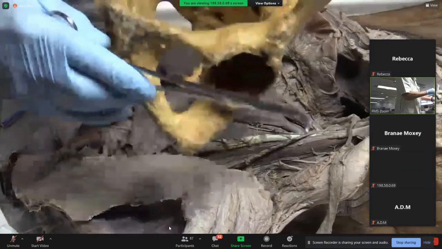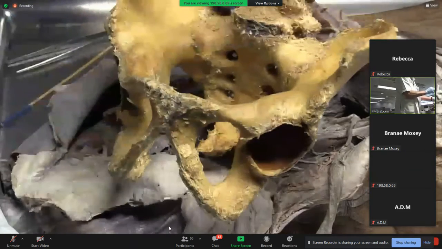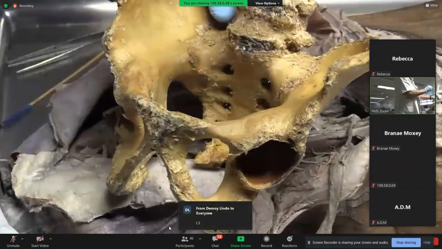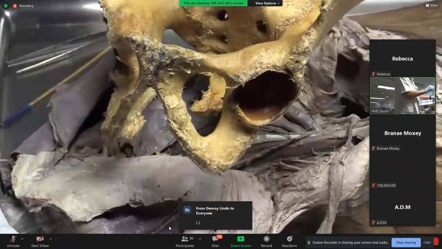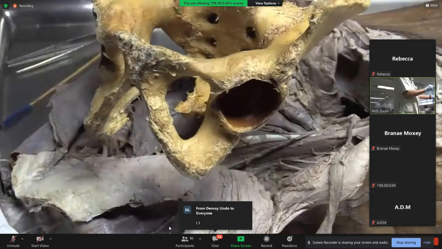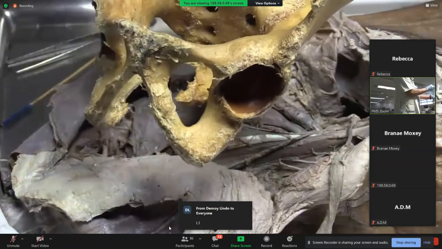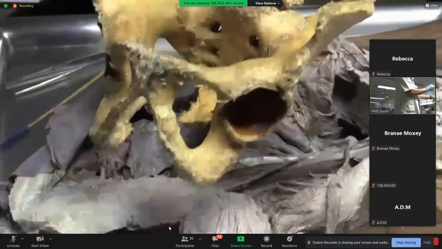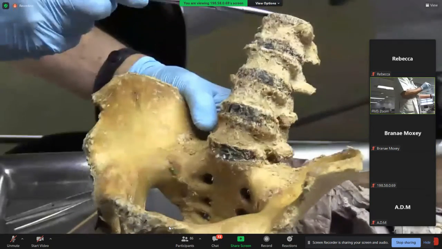So 5, 4, 3, L3. All right, okay. So we don't have 5, 4, 3, 2. We don't have 2 and 1. So 2 is not for any one of these arteries. 1 is for the superior mesenteric, and T12 if it was on this specimen.